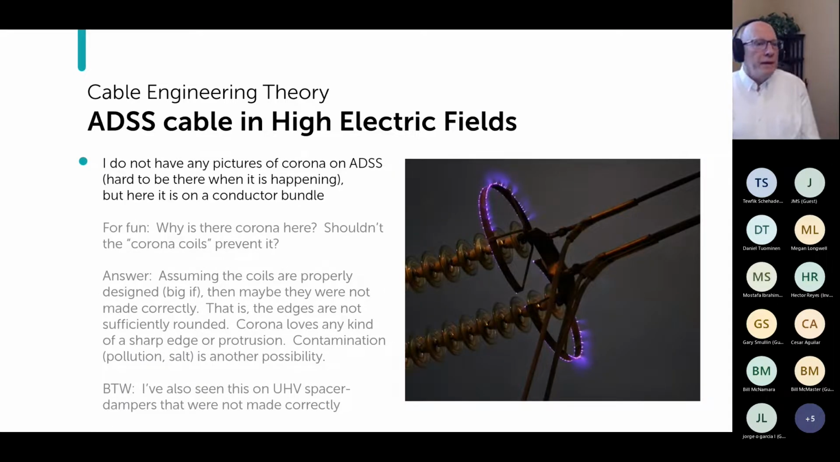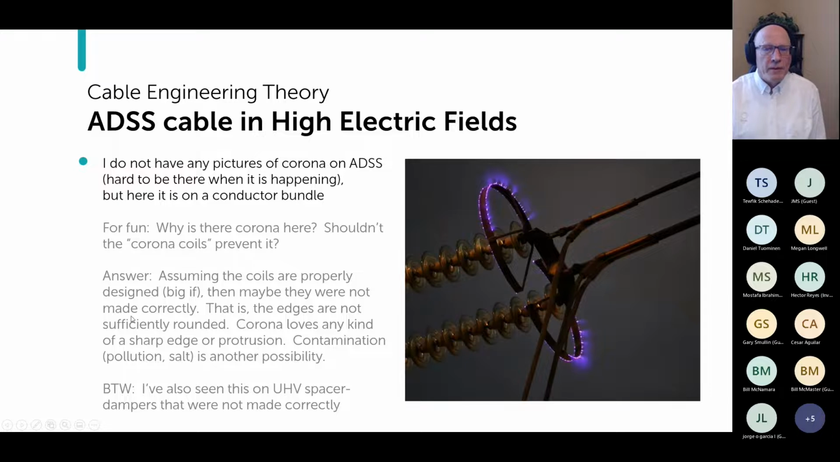So you would have to be there when it's happening to actually get a good picture of it. So I couldn't find a picture of corona on ADSS, but I did find this picture. And this little blue light that you see on these corona coils, that's corona. And then for fun, it occurred to me when I found this picture, like, well, why is that happening here? These are corona coils. Aren't they by definition supposed to prevent corona? And well, the answer is that this kind of stuff happens in the real world.